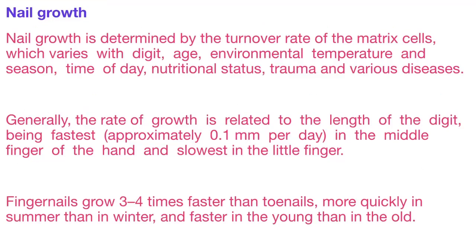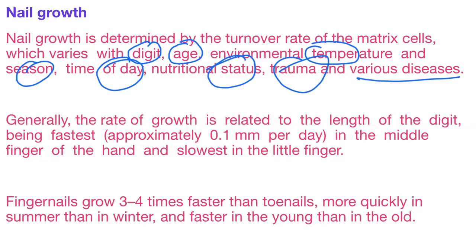Coming to the growth, it is determined by the turnover rate of the matrix, which varies with digit, okay? Varies with age, varies with temperature and season, time of the day, nutritional status, trauma and diseases. Okay, it depends on the digits. Every digit produces the nail plate differently, meaning the rate of growth is different from digit to digit, and it differs between ages, and it differs when the temperature is low and when the temperature is high. It depends on the season, the time of the day, and the nutritional status of the individual.